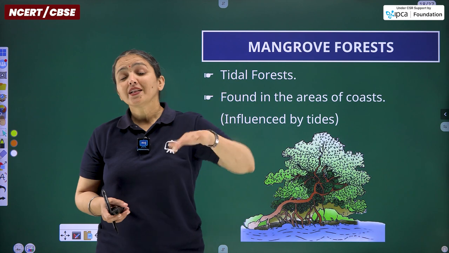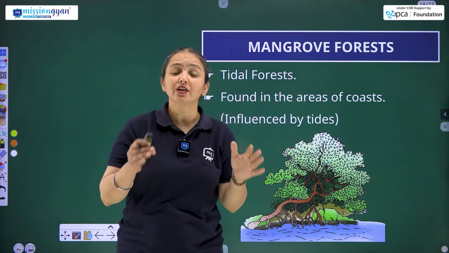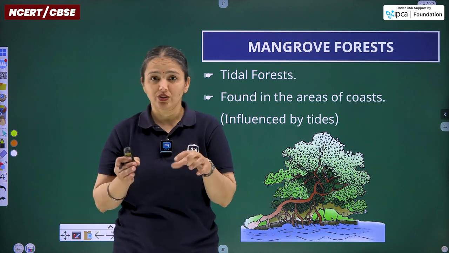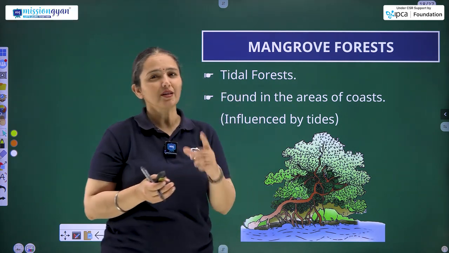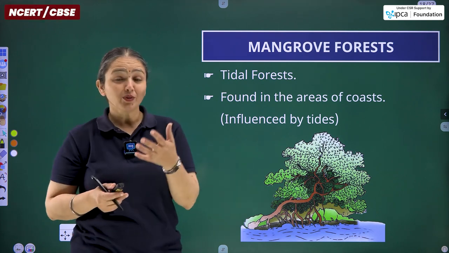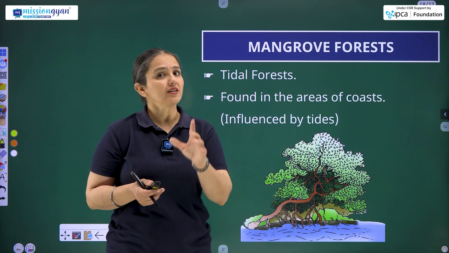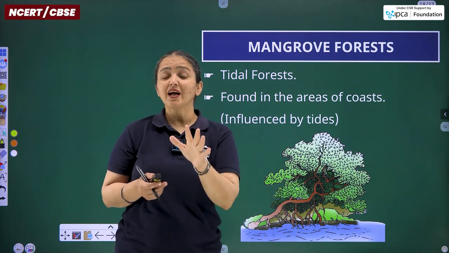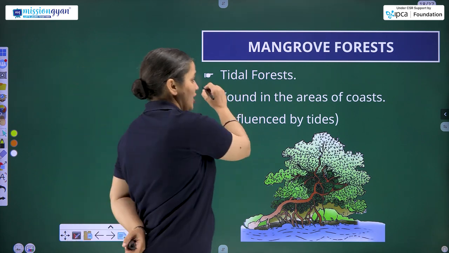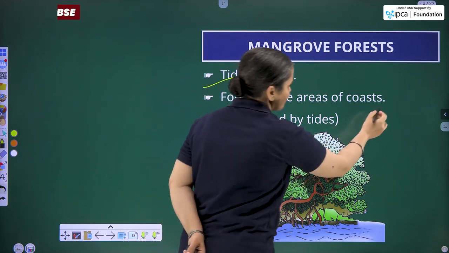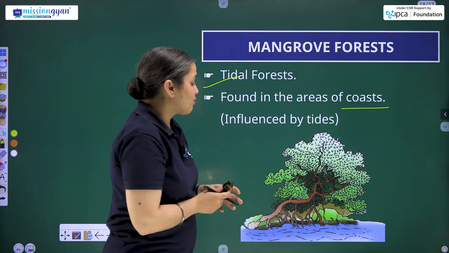During the high tides, these roots get submerged in the water, and during the low tides, the roots just emerge as the water level recedes. So this is the unique feature. And talking about high tide and low tide, you have already discussed the tides topic in the class 7 geography part. Mangrove forest, also known as tidal forest, is found in the areas of the coast where the land and the water body meet, and these are influenced by the tides.